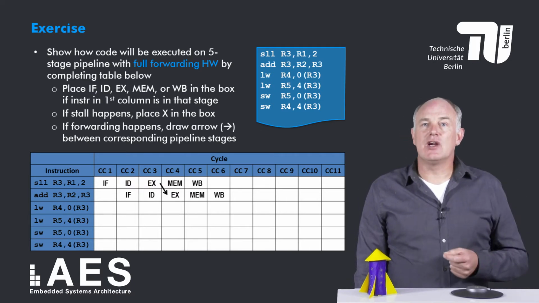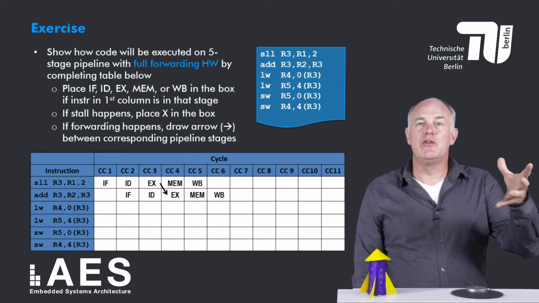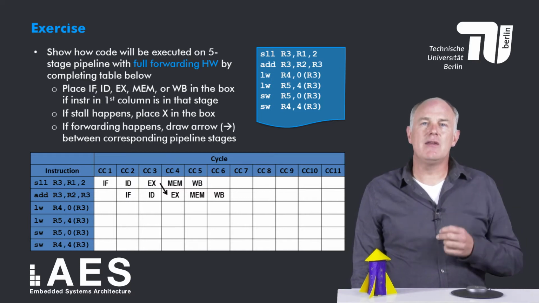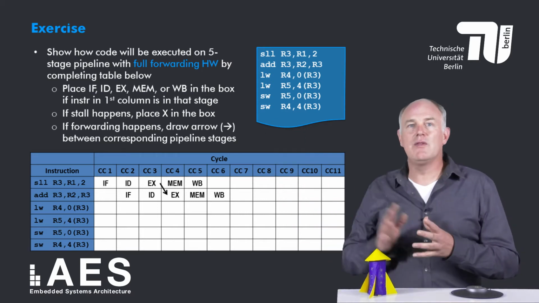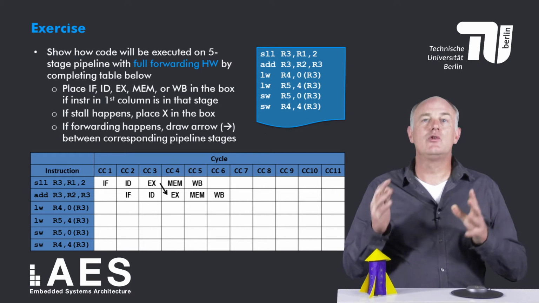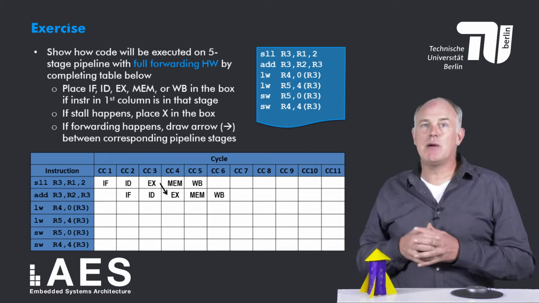The second instruction, the add R3, R2, R3, is dependent on the preceding shift left logical through the R3 register. This dependency is resolved by forwarding the result from the execute stage of the shift left logical to the execute stage of the add instruction as indicated by the arrow.